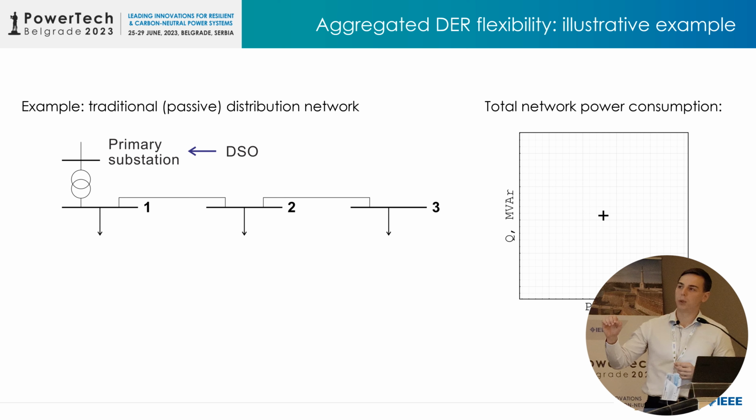All right, let me start with this illustrative example. You may see here a very simple distribution network, and we can say that this is a traditional passive distribution network because it doesn't have any flexible resources. It has only 3 substations and 3 static loads. If we want to display the flexibility of this network, for example, the total power consumption in P and Q coordinates, active and reactive power, we will see that the area of feasible operating points is just 1 point, shown here by this cross marker. So we cannot deviate much from this initial operating point. We don't have flexible resources, and that's why we say that these networks are not flexible.